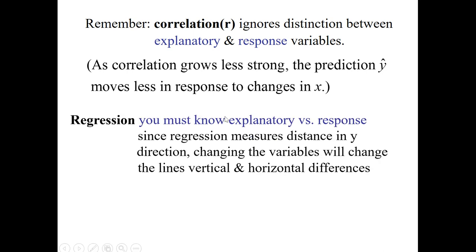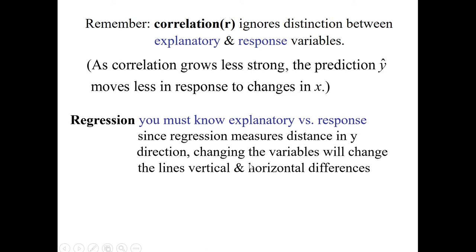All right, but so R doesn't care about units. R doesn't care which one your explanatory and response variable is. But when you run regression, so when you create a line of best fit, you must know which one is the explanatory and which one is the response. And it's based off of what I was just showing you guys visually. Regression measures the distance in the y direction.